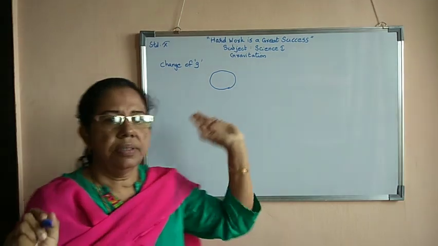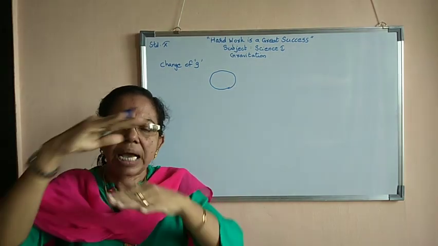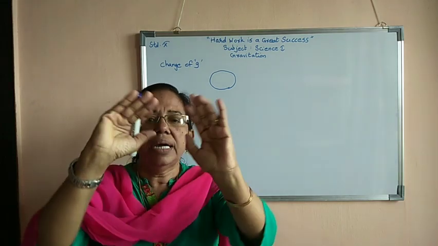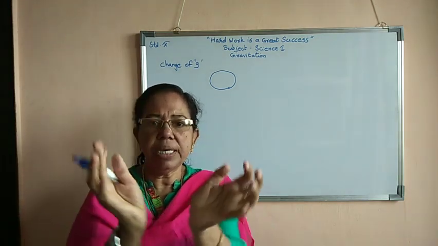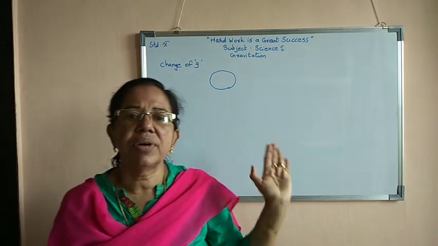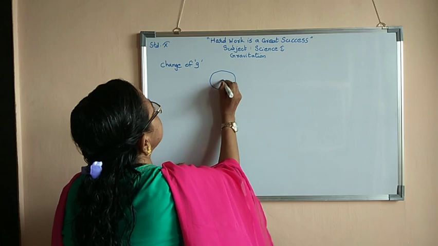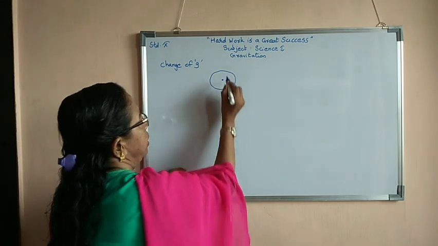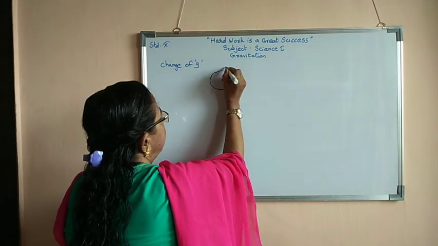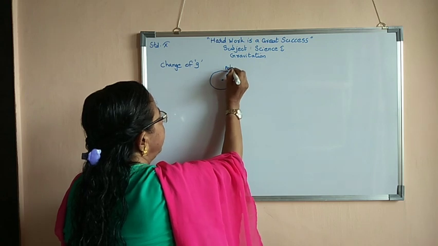Just imagine how the orange looks. The upper part will be a little flatter. At the same time, the side part will be bulged. Similarly, our earth also looks like that. You see? Just imagine this is the center of the earth. This is the pole or polar region of the earth.